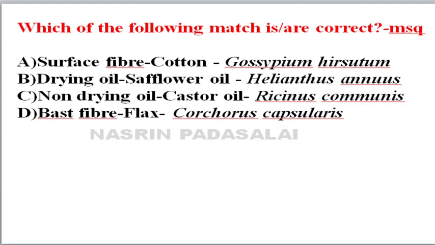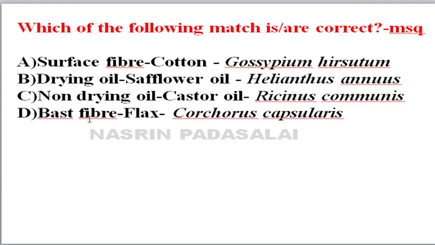Okay, and non-drying oil. What is meant by drying oil and non-drying oil? Non-drying oil will not form any layer when it comes in contact with air. Examples of non-drying oil are groundnut oil and castor oil. Castor oil is produced by Ricinus communis. In the 12th standard and 10th standard books you can find the answer. And drying oil, yes, does form a layer when it comes in contact with air, and an example is safflower oil, which is not produced by Helianthus annuus. Helianthus annuus is a sunflower.